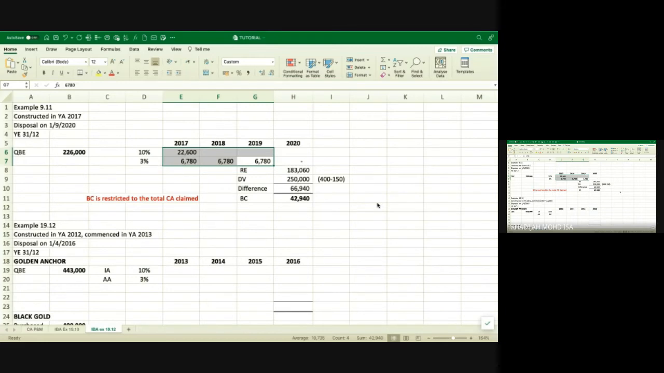So that's why it's very important for you to know the rules and regulations under the Income Tax Act, so that you can claim the maximum deduction for the company, so that the company only pays the lowest tax liability in accordance to the rules and regulations stated in the Income Tax Act 1967. Okay? So are you aware of these rules? The restriction of the BC? Yeah, so be careful with this.